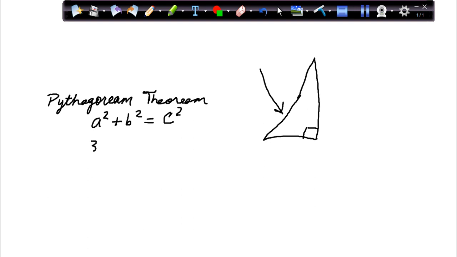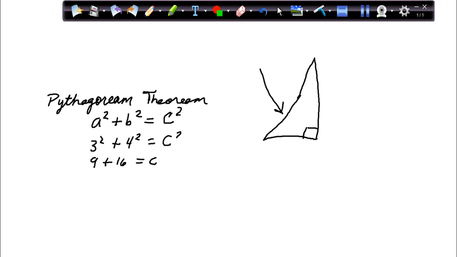3 squared plus 4 squared equals c squared. So 3 times 3 is 9. That's where they're getting it from. Plus 4 times 4 is 16. Equals c squared.